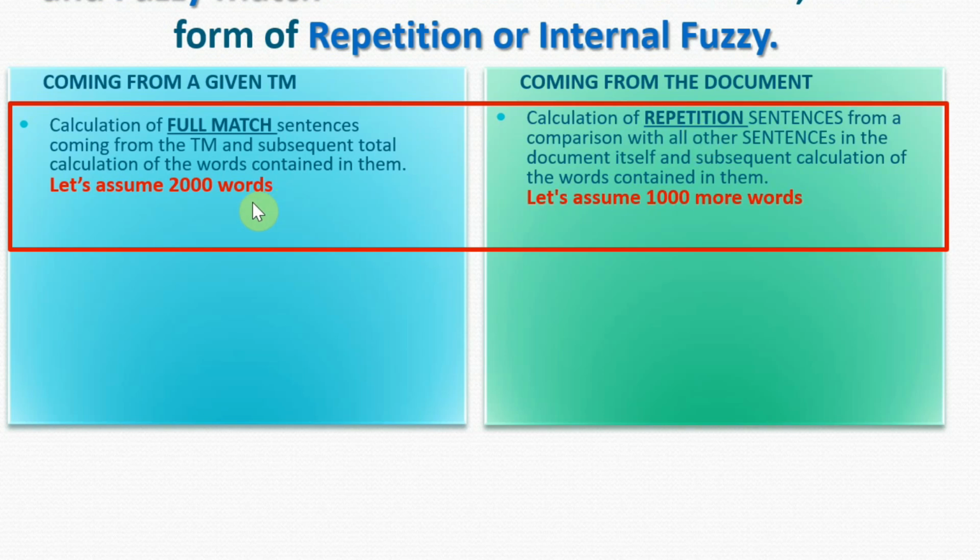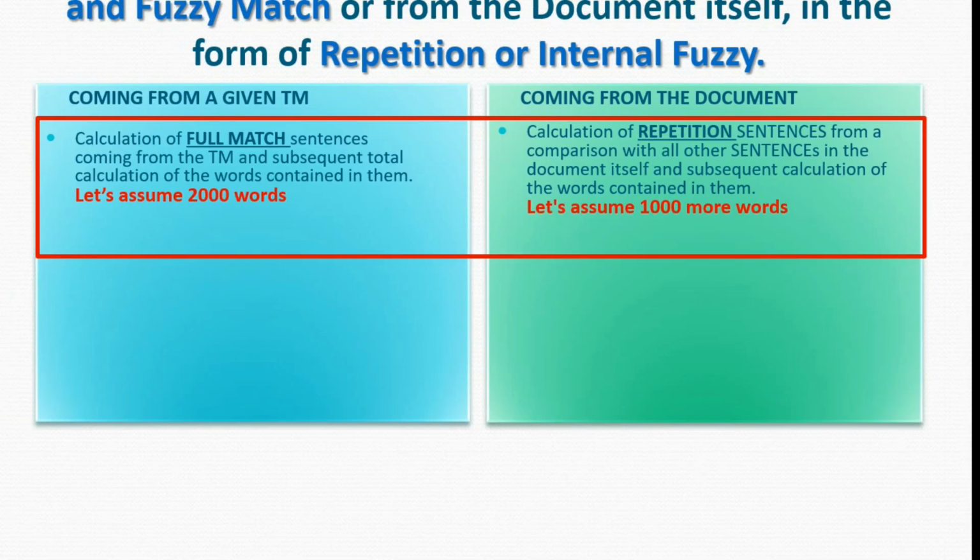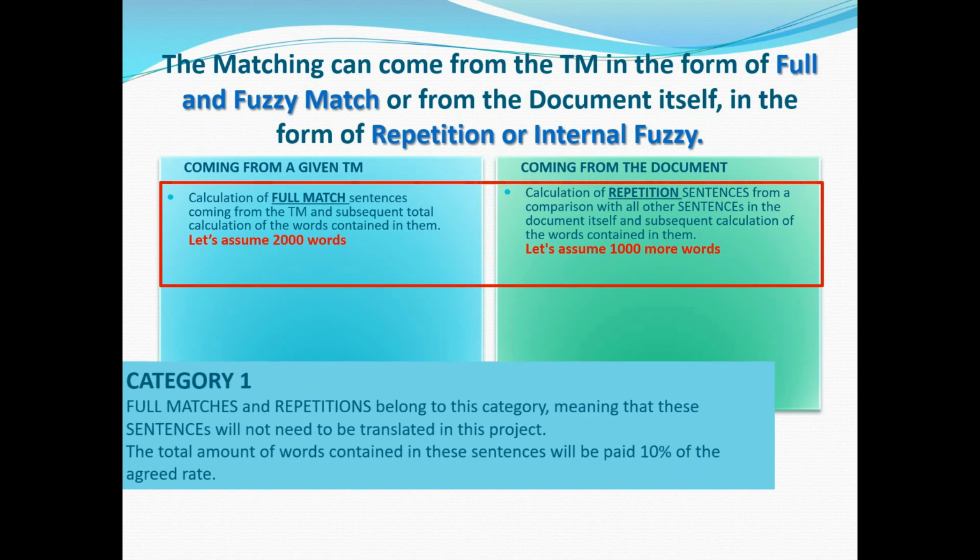So here I have an amount of words, 2,000 plus 1,000 equal 3,000 words, that will not be touched. Even if my original document, you remember, contained 10,000 words, I will have 3,000 words that will not be touched because they might come from the translation memory or from the document that contains sentences that repeat. And here we have the explanation.